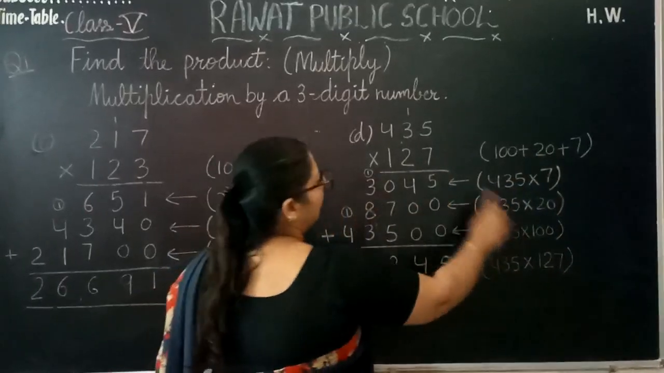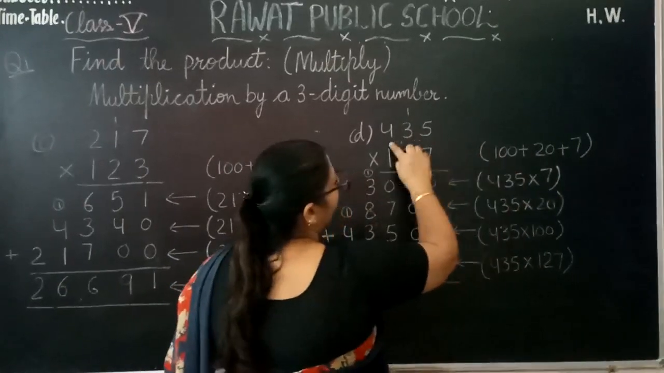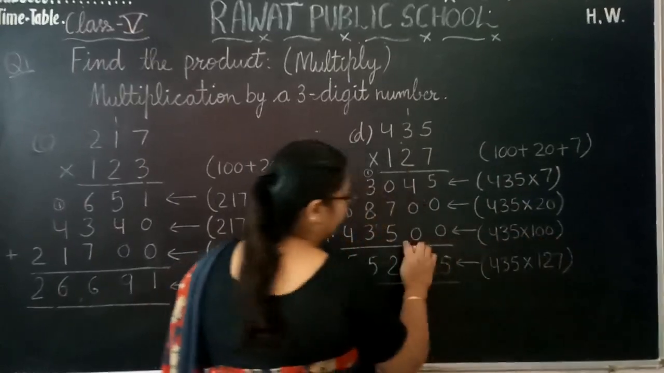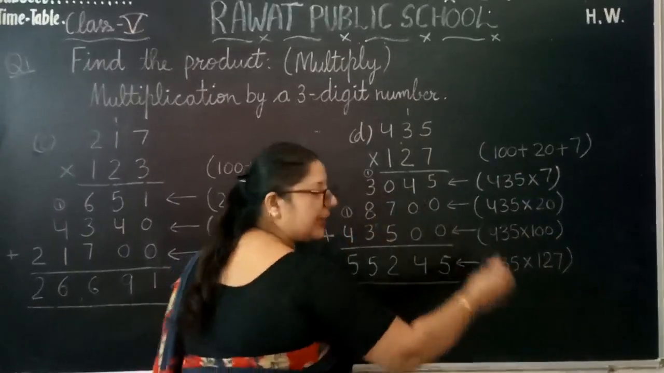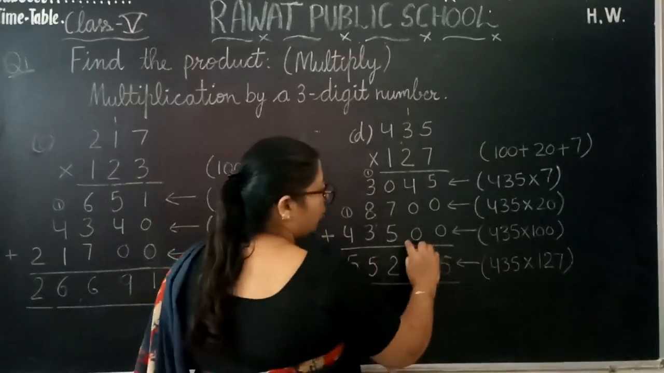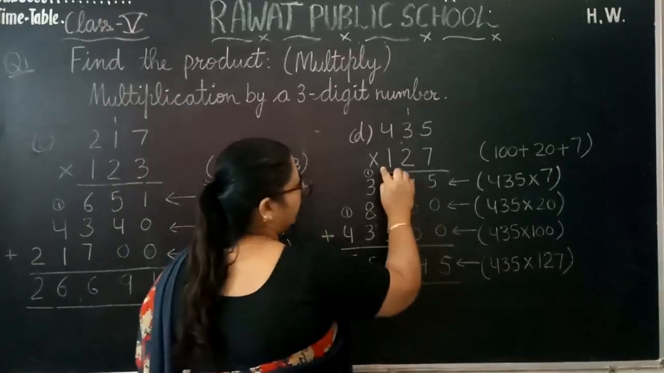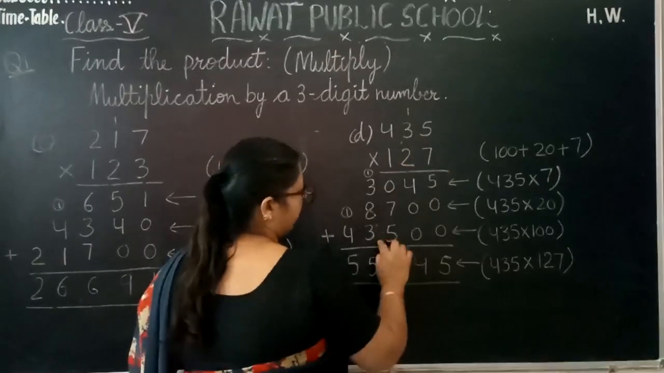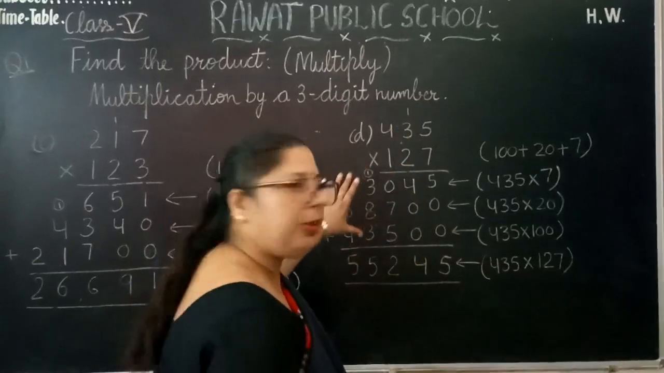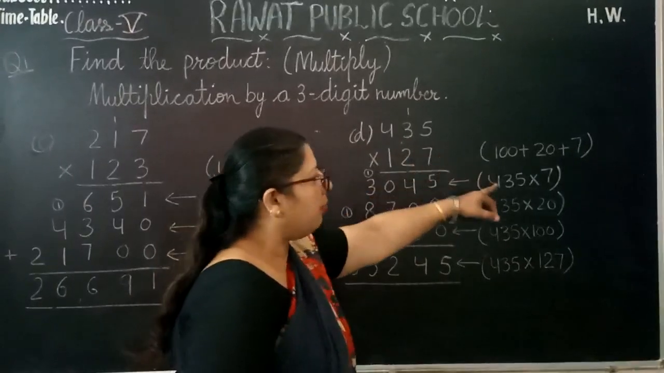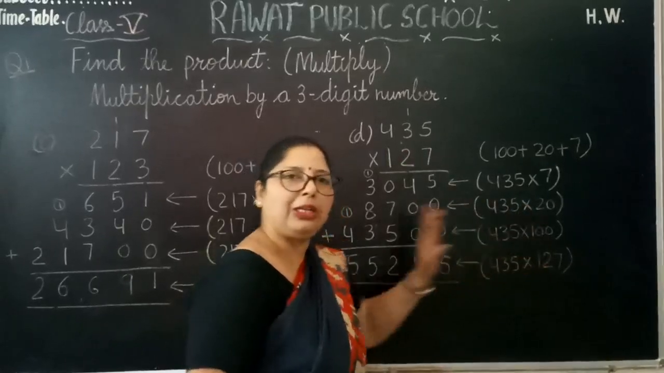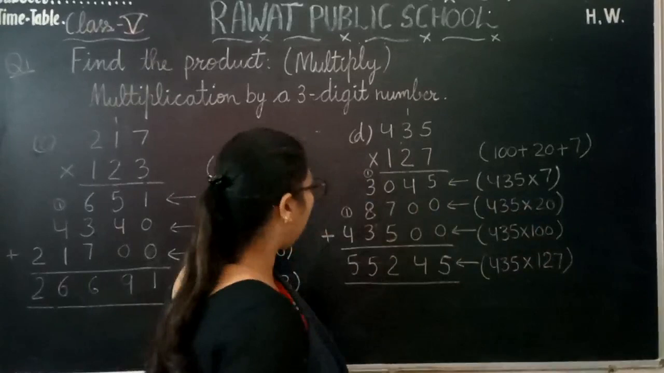Now again you multiply by 100. So 435 multiplied by 100. So we put the 2 zeros of 100 here on the right side. On the right side you will put both zeros, never on the left side. So put 2 zeros, then multiply by 1. 1 five is 5, 1 three is 3, 1 four is 4. Now we get three products. First product is multiply by 7, second is multiply by 20, third is 435 multiplied by 100. Now add all these products.